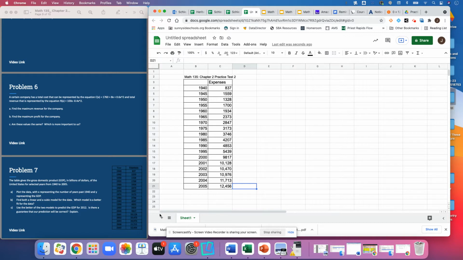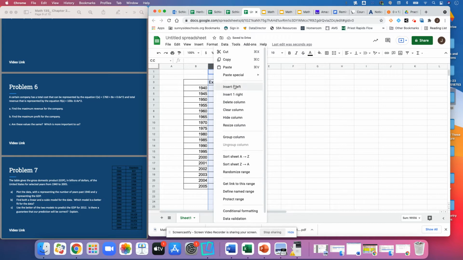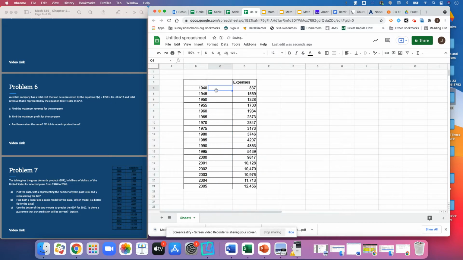So we're going to plot the data with respect to the number of years past 1940. And so again, we need to remember that having these numbers be our x values would be a bad idea, because they would make a nasty equation because they are so big.